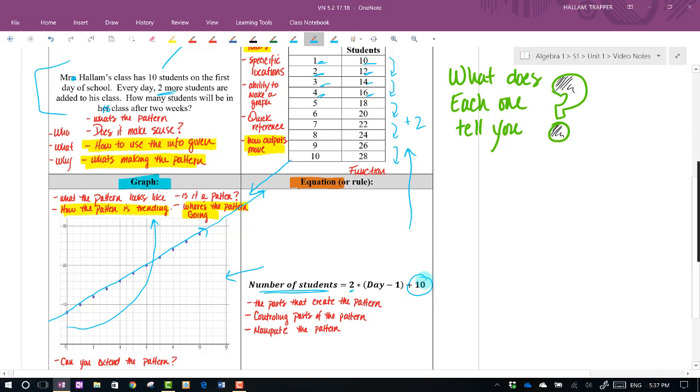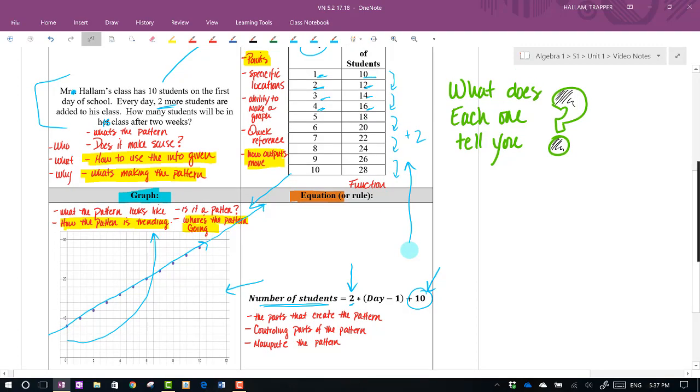I know that was a strange way to say it. So here's the 10 students that start in Mr. Hallam's class. You should be able to see that. Here, this piece then is controlling how many students are coming into Mr. Hallam's class. Now, remember, he's got 10 students on day 1. So day 1 already exists.